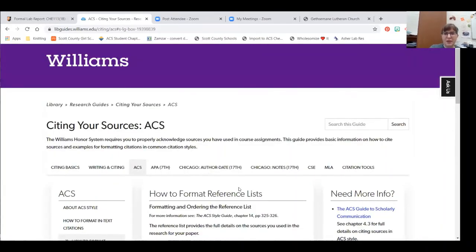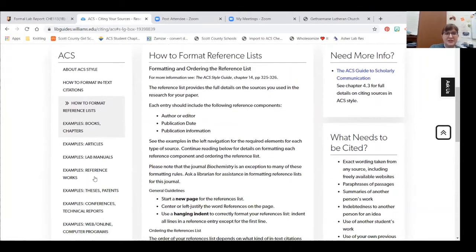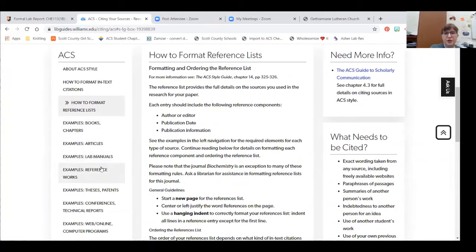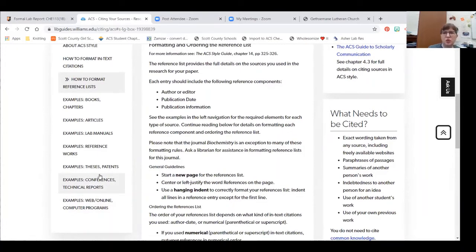It tells you how to format the reference list at the end. And then it also gives examples for books, articles, lab manuals, theses and patents. I don't think you'll have those. Conferences, sometimes people will talk about something at a conference, but they won't publish it in a journal article yet. And then the last one is web and online type things. So they can give you examples of how to work those things out.